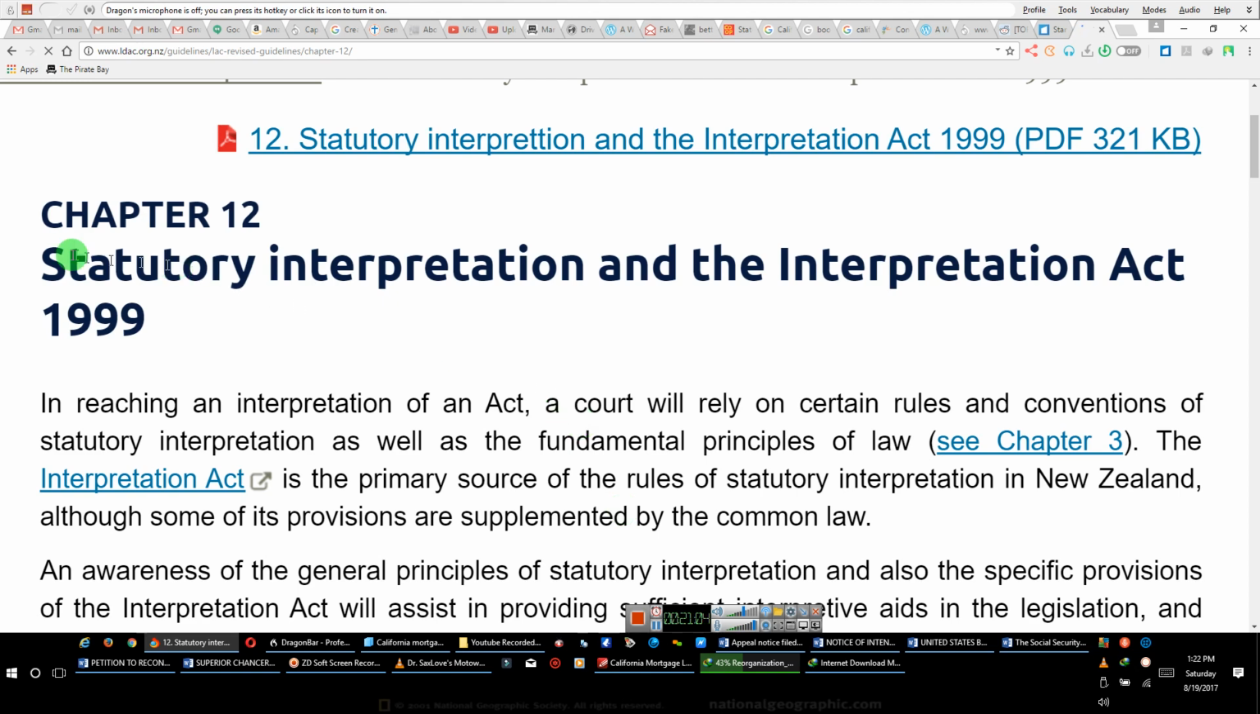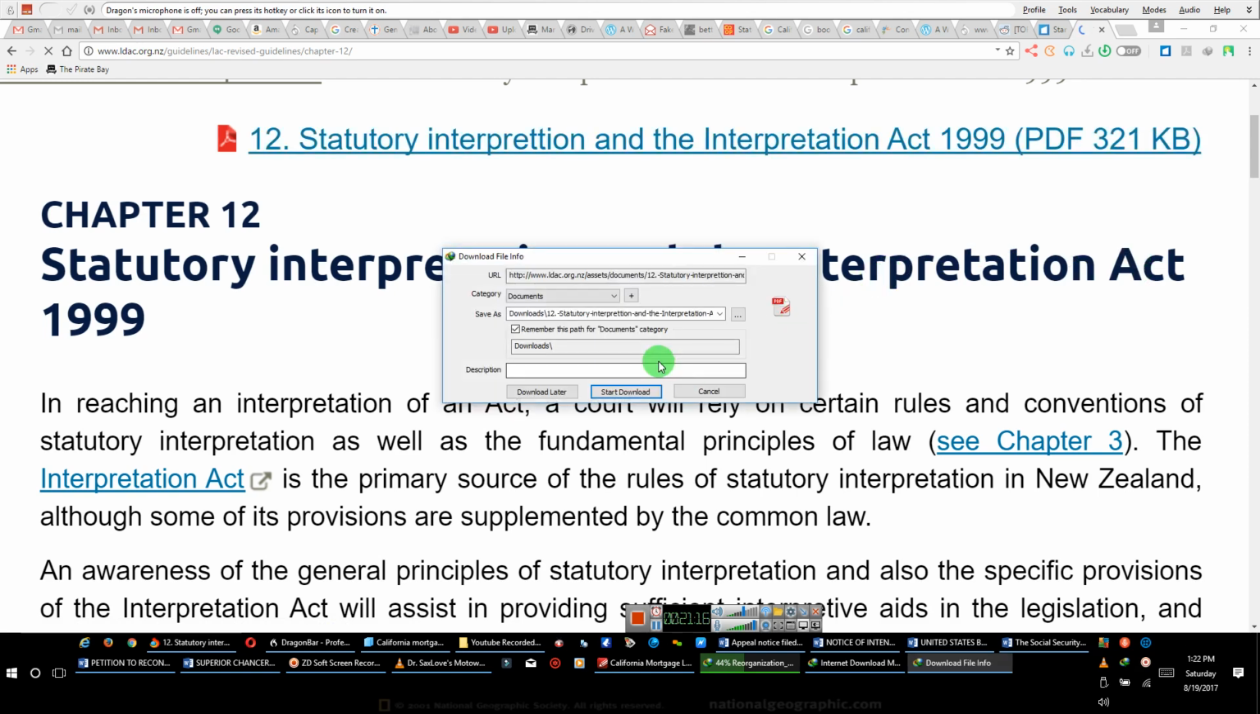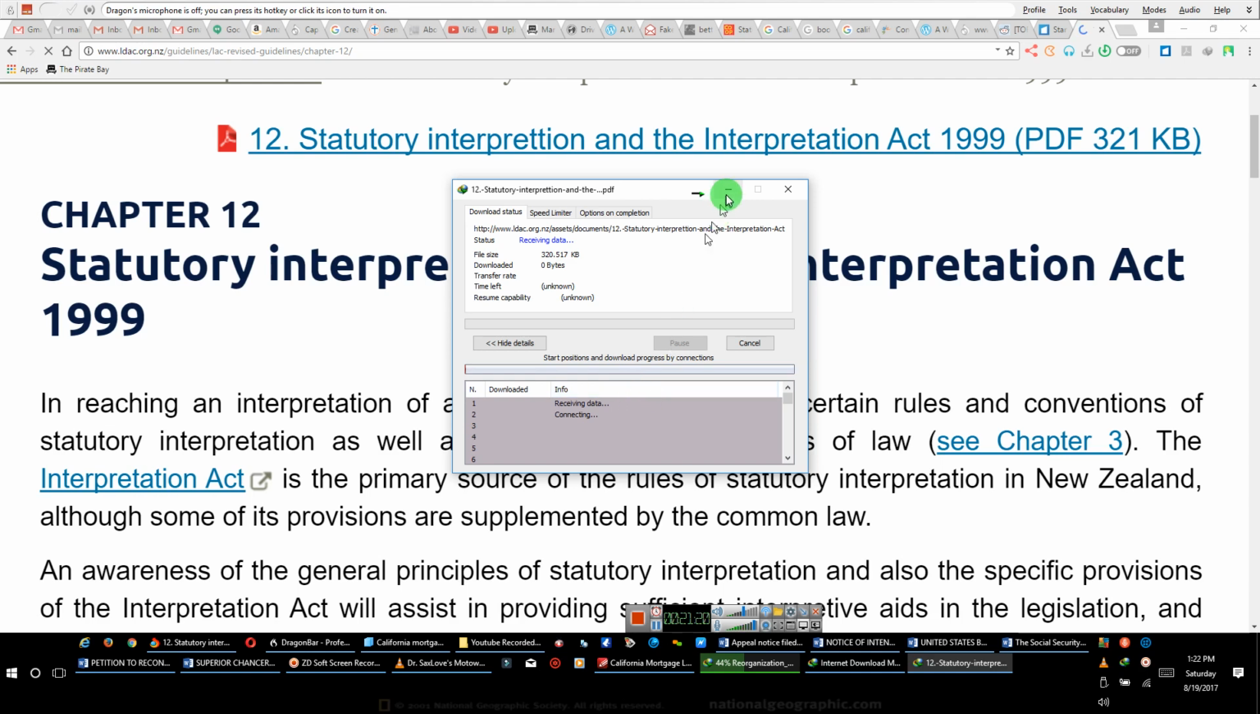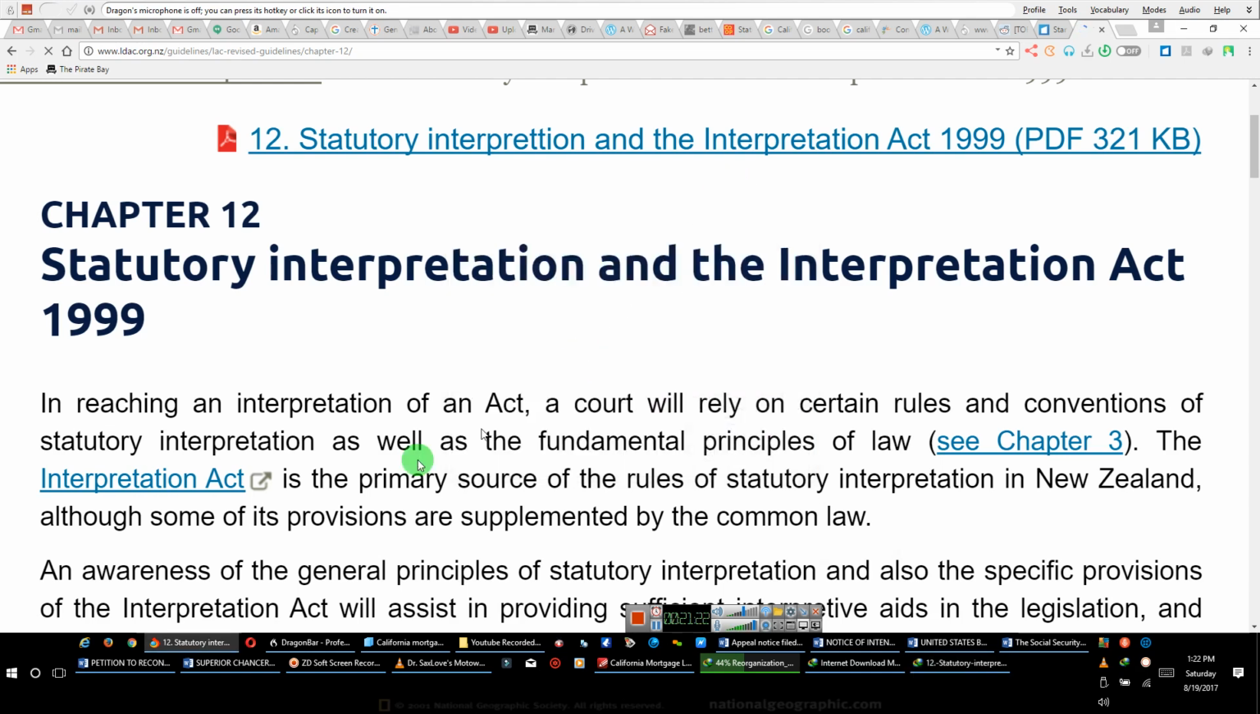All right. Chapter 12 sets out interpretation. Now, it says it's 321 kilobytes. You got a kilobyte? Man, I've never had to kill anything. But if you got a kilobyte, can you tell me what it did wrong so that you would have to kill it? Okay. Pay attention.